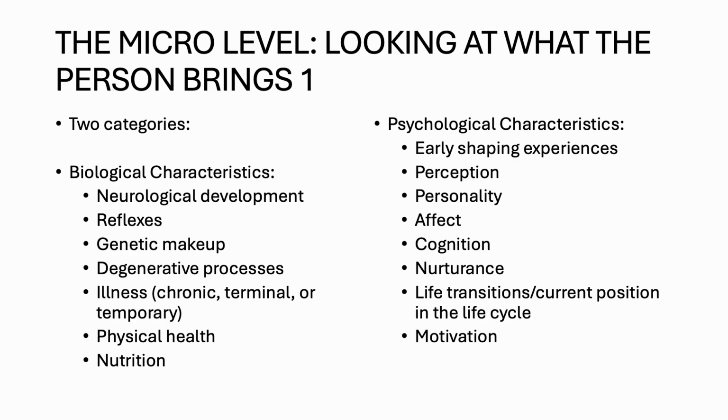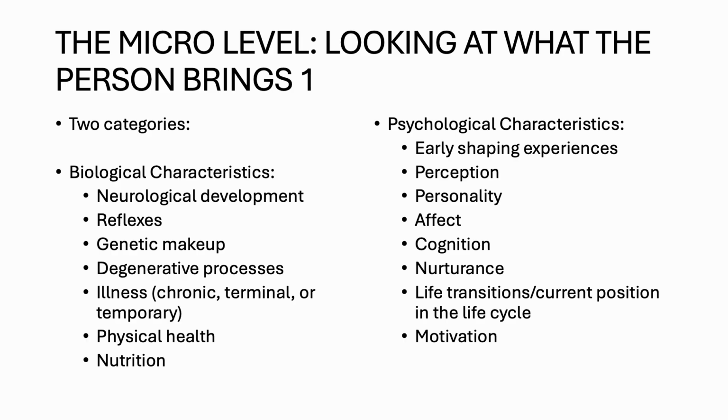How does your body react when it's long-term, which is what chronic is? Terminal means that you're dying. And then also temporary. Temporary is like, let's say you break an arm or a leg. You are now disabled for a certain amount of time. It's a temporary amount of time. And then there's also just your overall physical health and then your nutrition.